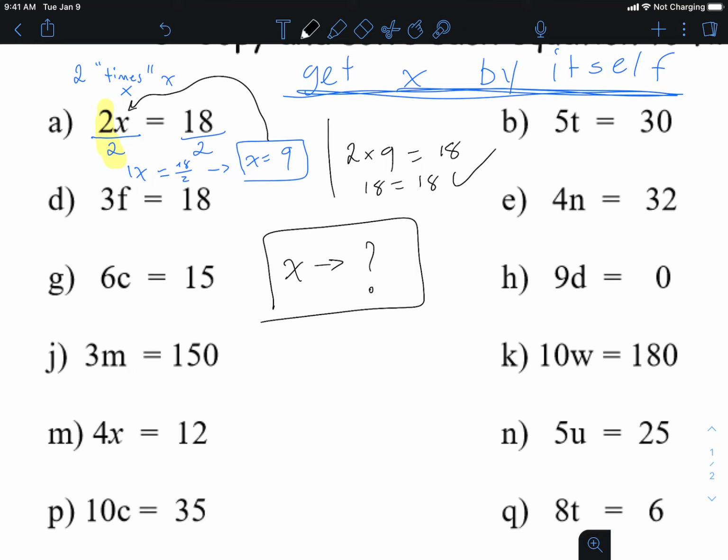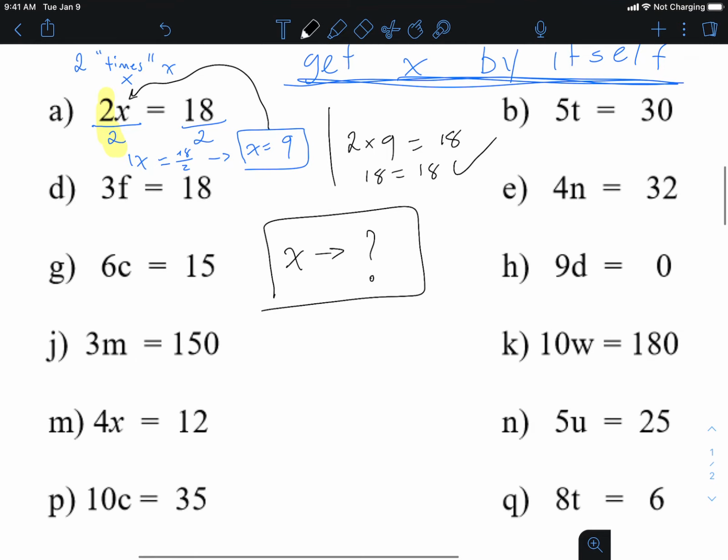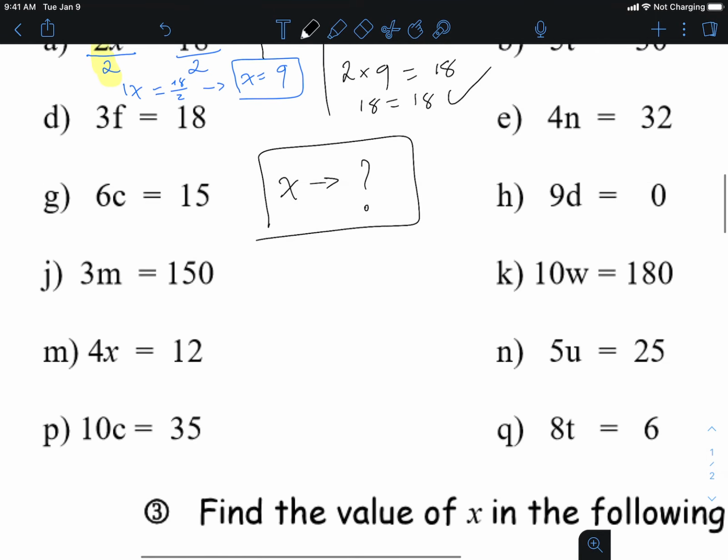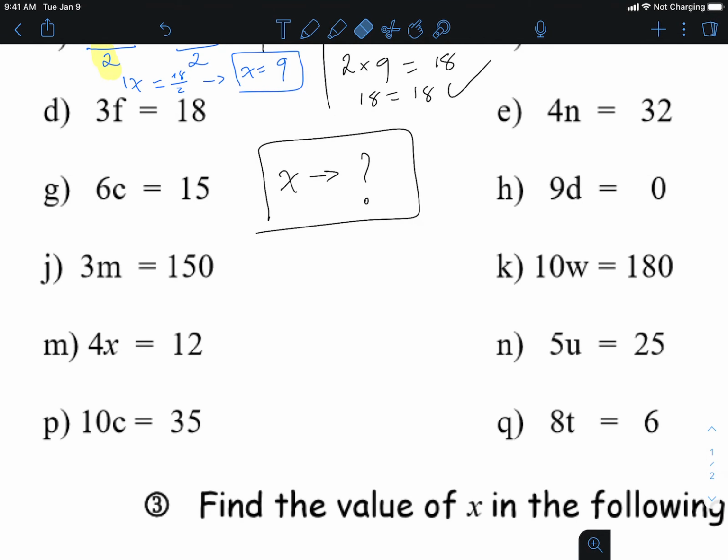Do you want to do another one? Let's do this one. Okay? Let's do P here. How do I get C by itself?